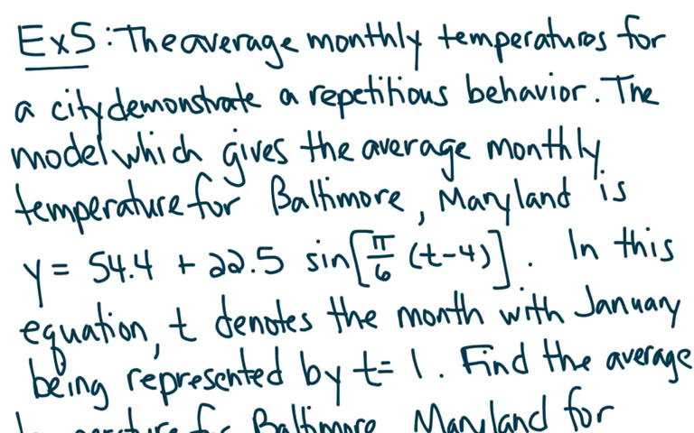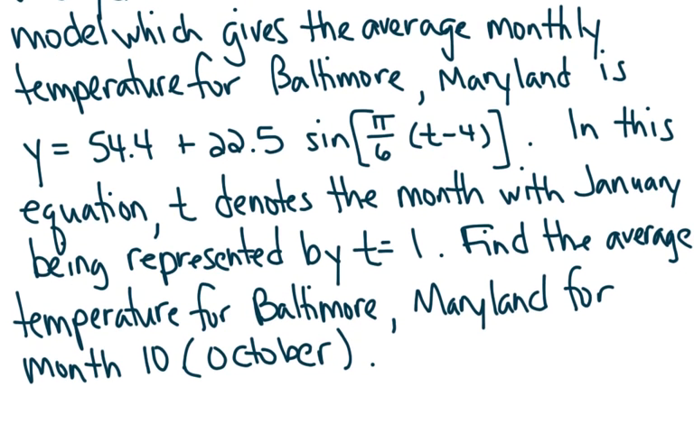Example 5, the average monthly temperatures for a city demonstrate a repetitious behavior. The model, which gives the average monthly temperature for Baltimore, Maryland, is y equals 54.4 plus 22.5 sine of (pi over 6)(t minus 4). In this equation, t denotes the month, with January being represented by t equals 1. Find the average temperature for Baltimore, Maryland for month 10. Month 10 would be October.